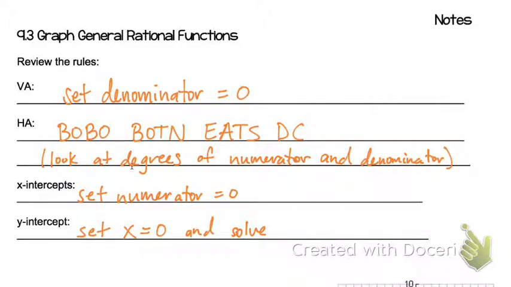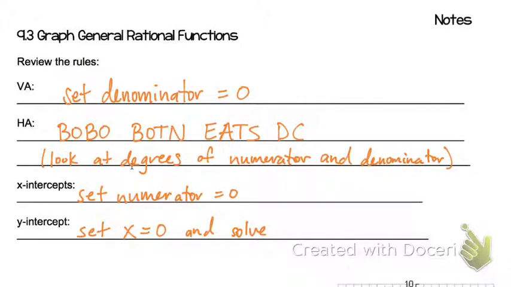So for 9.3, just reviewing the rules. For vertical asymptote, you set the denominator equal to 0. Horizontal asymptote, you look at the degrees and you compare. So what does Bobo Botan Eats DC stand for? Bigger on bottom 0, bigger on top none.